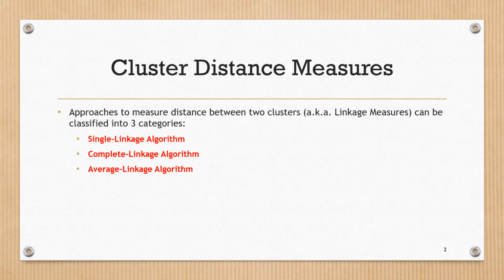The approach to measure distance between two clusters is known as linkage measure. The linkage measures can be classified into three categories, including single linkage algorithm, complete linkage algorithm, and average linkage algorithm.